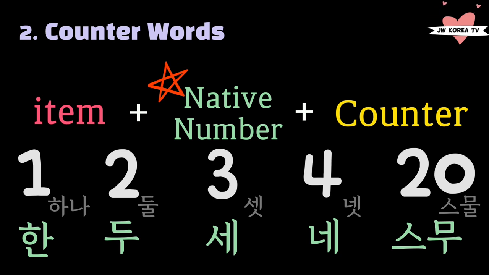When these are used before counter words, 1 is 한 instead of 하나, 2 is 두 instead of 둘, 3 is 세 instead of 셋, 4 is 네 instead of 넷, and 20 is 스무 instead of 스물. This is just to make pronunciations easier. And for other numbers besides these, you can just say the native Korean numbers.